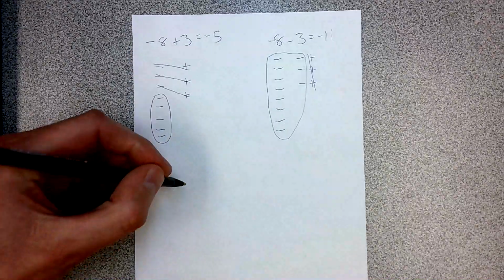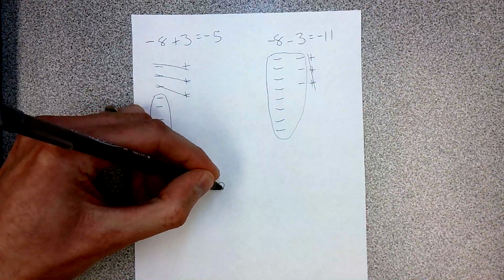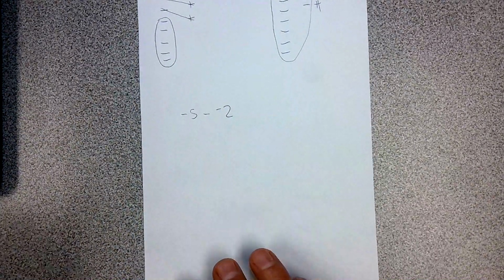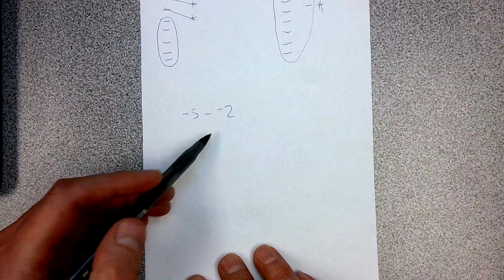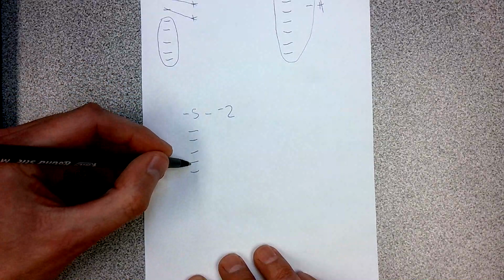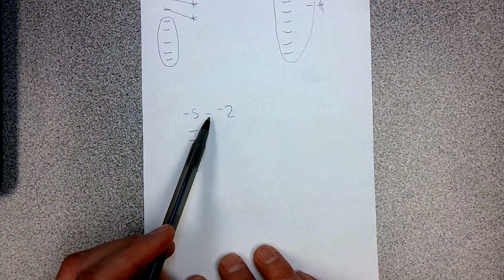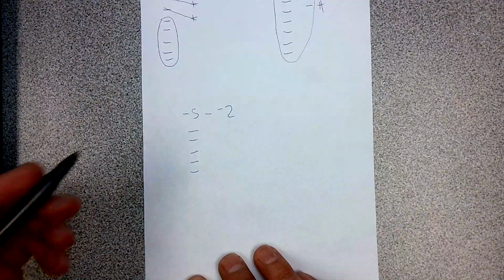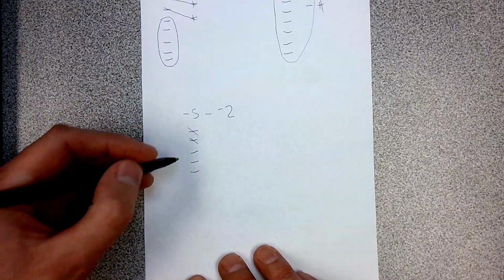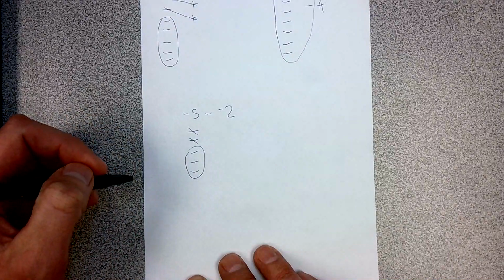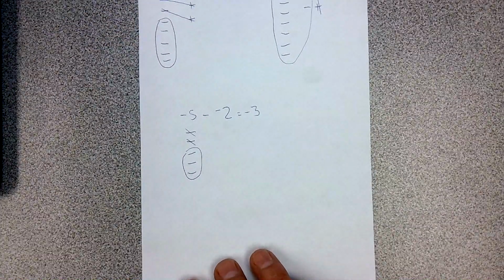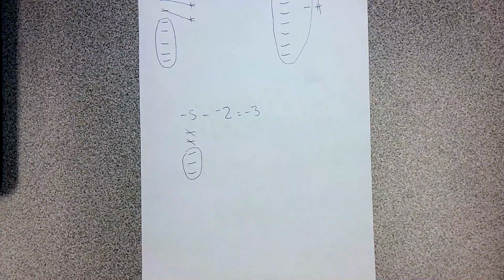Let me do one more example, negative 5, take away negative 2. Again, this is take away, so I'm not going to put both numbers down. I'm going to start with my 5 negatives, 1, 2, 3, 4, 5 negatives, and I want to take away from that 2 negatives. So take that negative away, take that negative away, and I'm left with 3 negatives. Negative 5, take away 2 negatives is 3 negatives, negative 3.